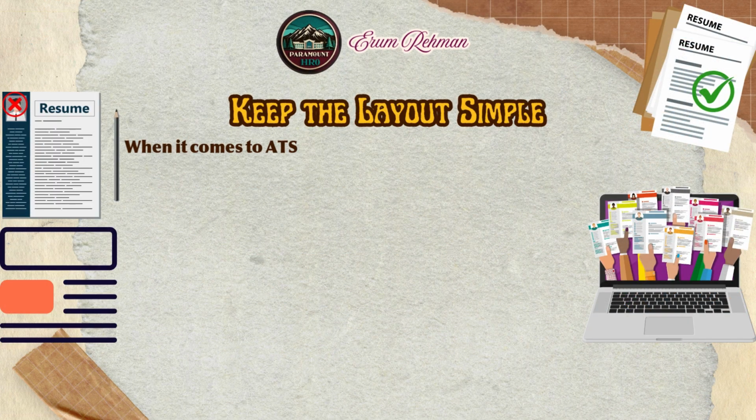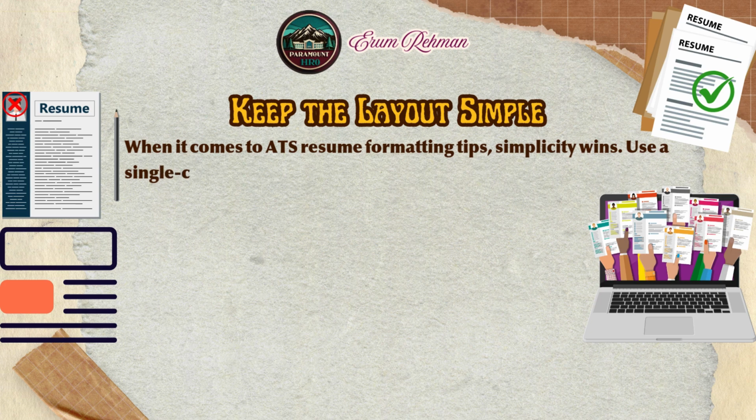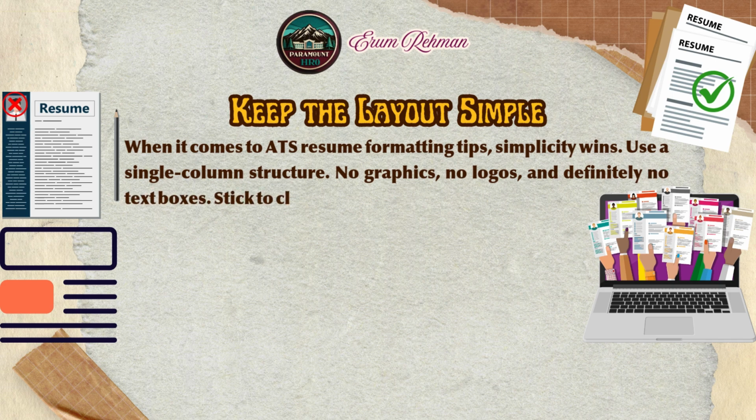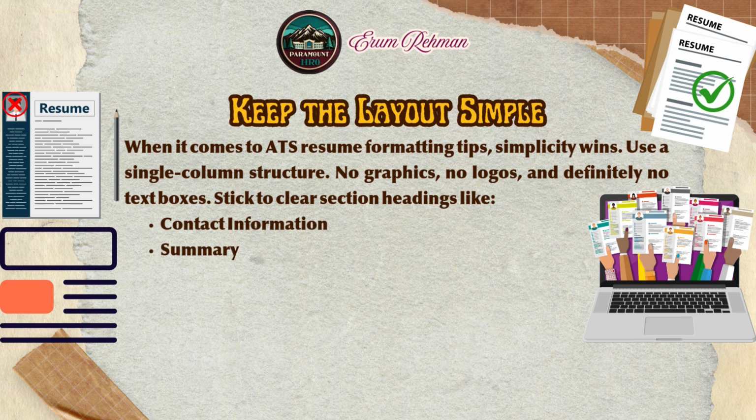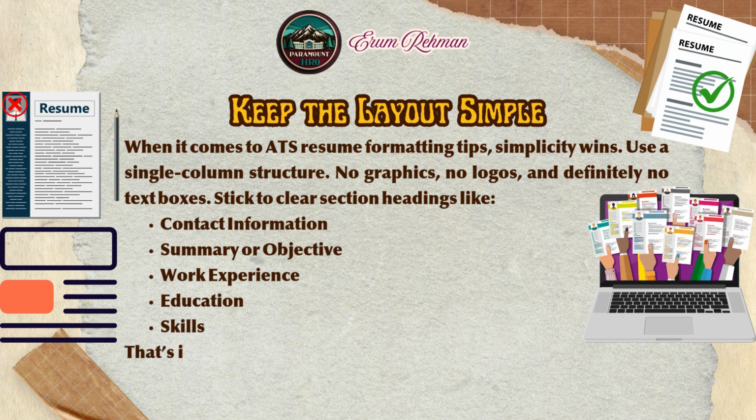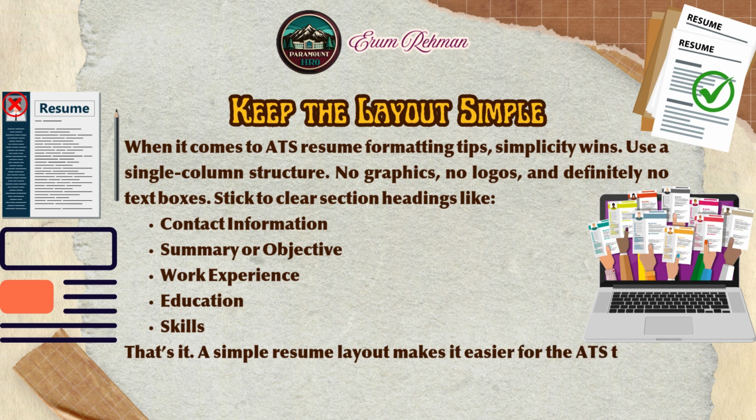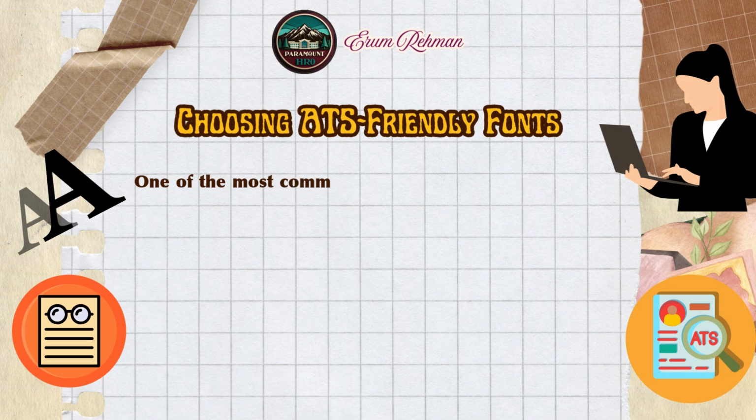Keep the layout simple. When it comes to ATS resume formatting tips, simplicity wins. Use a single column structure. No graphics, no logos, and definitely no text boxes. Stick to clear section headings like contact information, summary or objective, work experience, education, skills. That's it. A simple resume layout makes it easier for the ATS to scan your information and pass it on to the recruiter.